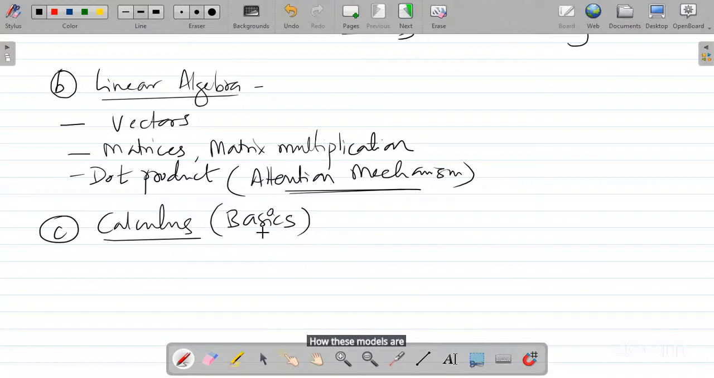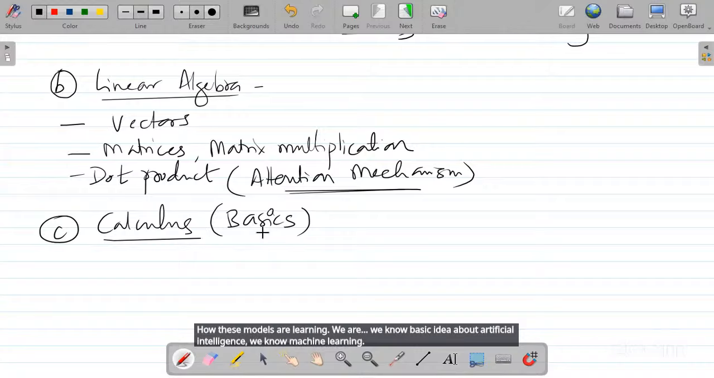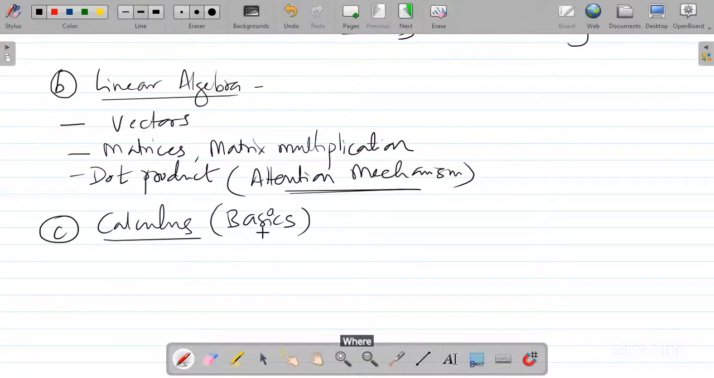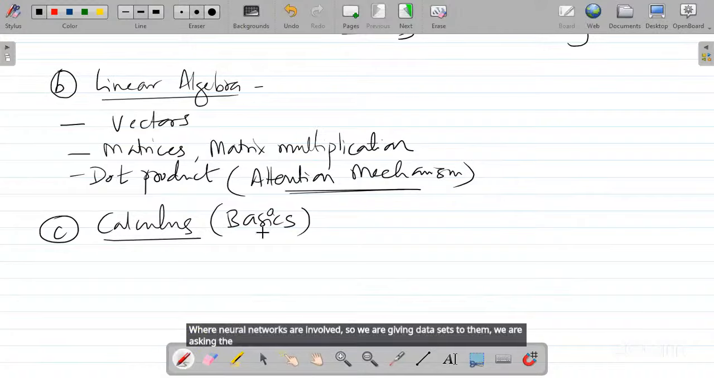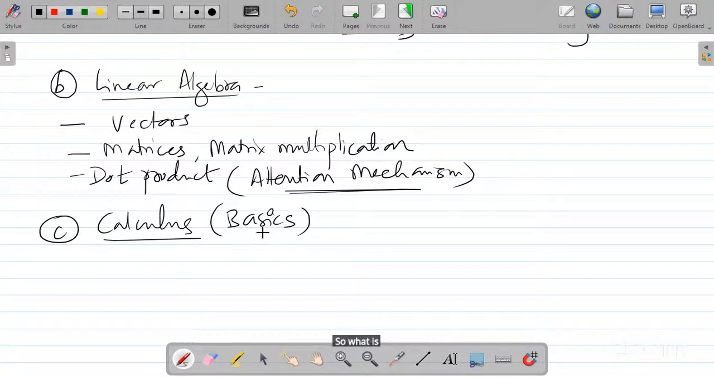we know the basic idea about artificial intelligence, we know machine learning, we know deep learning, right? Where neural networks are involved. So we are giving data sets to them. We are asking the model to learn from the data set and try to predict something. So the mathematical concept behind that structure is gradient descent, right? So that concept is gradient descent.